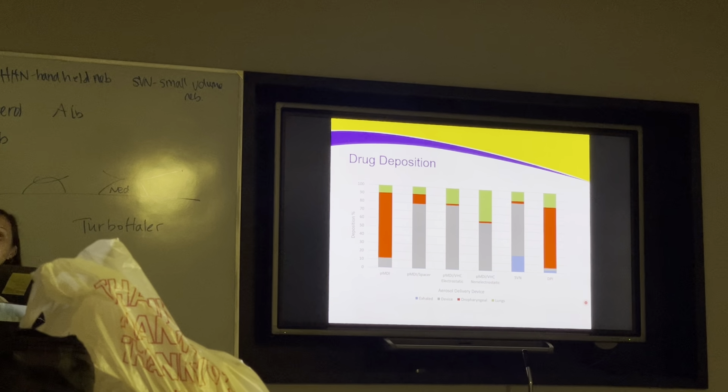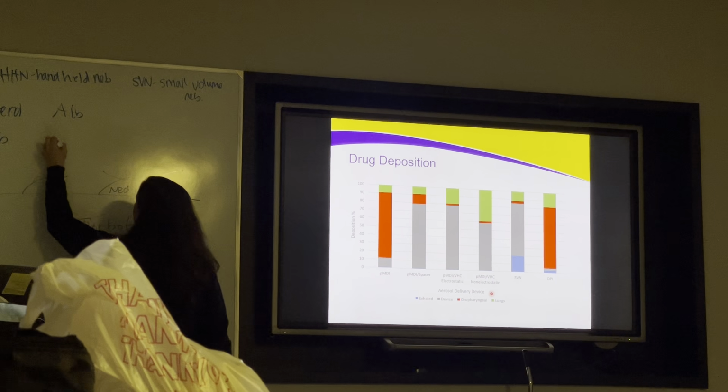It's not very much, is it? So based on that, which combination is best for patients when we talk about drug deposition of a medication? The VHC. What does that stand for again? Valved holding chamber.